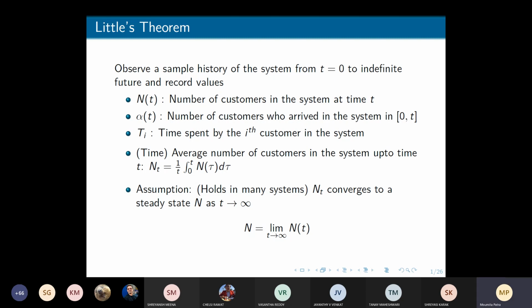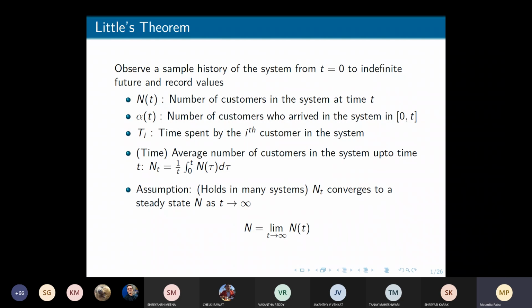So the time average of customers in the system up to time t, how will we find that out? We can find that by doing this integration from 0 to t of n tau d tau. So Nt is equal to 1 upon t times the integral from 0 to t of n tau d tau. It gives you the time average number of customers in the system up to time t.